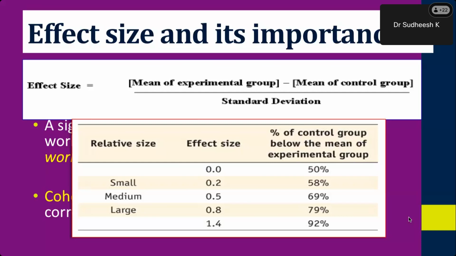Let us say you have done a study on duration of anesthesia. Group A has a duration of 400 minutes, whereas Group B has a duration of 800 minutes. That means if the effect size is 0.2, 58% of the patients in the control group have their value less than the mean of 800, whereas the remaining 42% can still have their value more than the mean of 800. That's what it means. Okay.